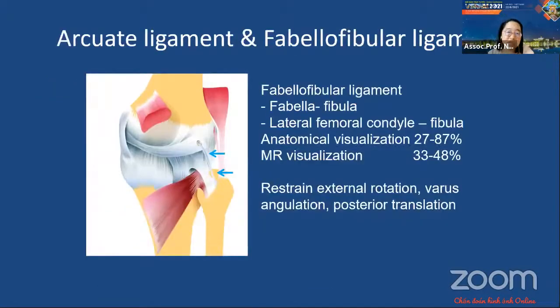Let's move forward to the fabellofibular ligament. It runs from the fabella to the fibula if you have a fabella. If not, you will have the ligament running from the lateral femoral condyle to the fibula. Anatomical visualization is mostly about 80%, and MRI visualization is about half of them. It helps retain, all together with the joint capsule, external rotation and varus angulation.